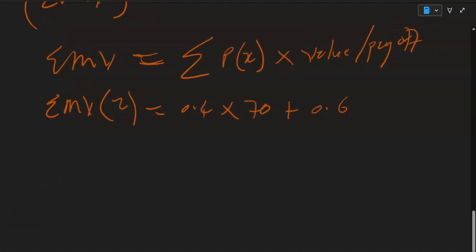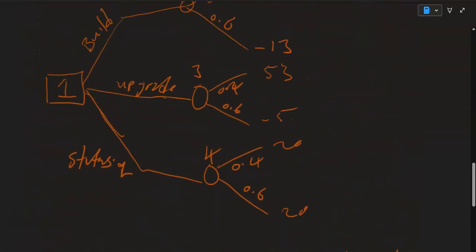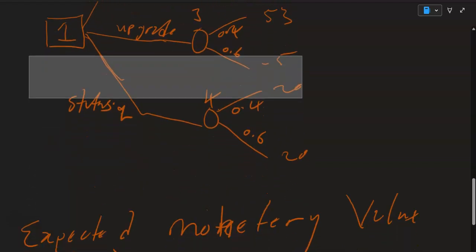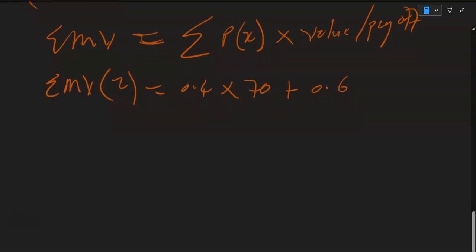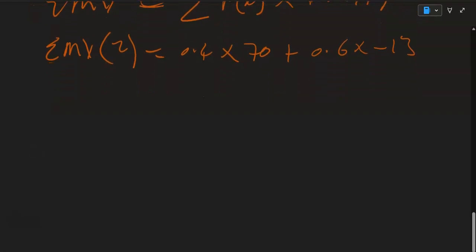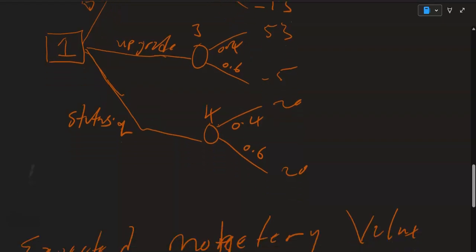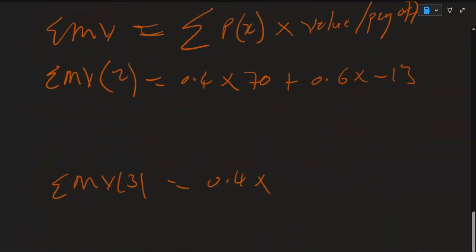0.6. Let's go to the table. So we have 0.6, this one, times negative 13. So 0.6 times negative 13. All right, we can go to the EMV3, which would be 0.4 times, what is the payoff? The payoff for upgrading in a strong market is 53. So 53 plus 0.6 of negative 5, isn't it?